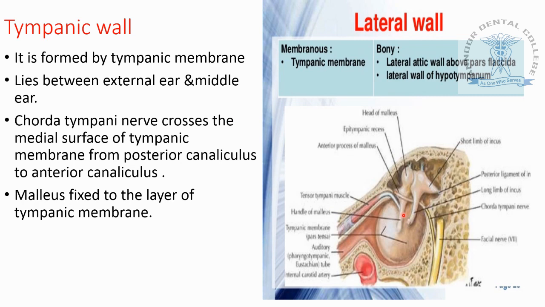The lateral wall is formed by the tympanic membrane, which separates the external ear from the middle ear, and hence it is known as the tympanic wall. The chorda tympani nerve crosses the medial surface of the tympanic membrane, from the posterior canaliculus to the anterior canaliculus. The handle of the malleus is fixed in the layer of the tympanic membrane.